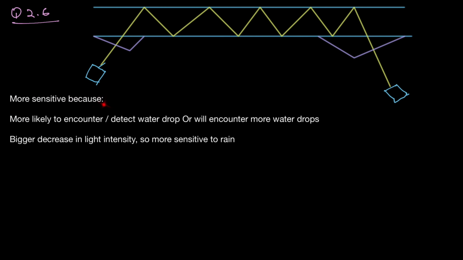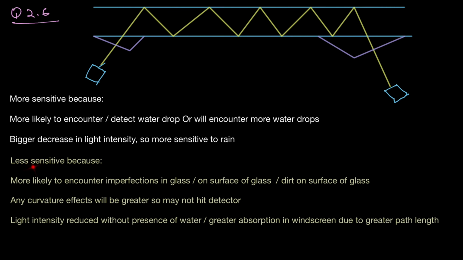More sensitive because more likely to encounter or detect water drops, or will encounter more water drops. Bigger decrease in light intensity, so more sensitive to rain. Less sensitive because more likely to encounter imperfection in glass or on surface of glass or dirt on surface of glass. Any curvature effects will be greater, so may not hit the detector because it will deflect away. Light intensity reduced without presence of water. Greater absorption in windscreen due to greater path length.